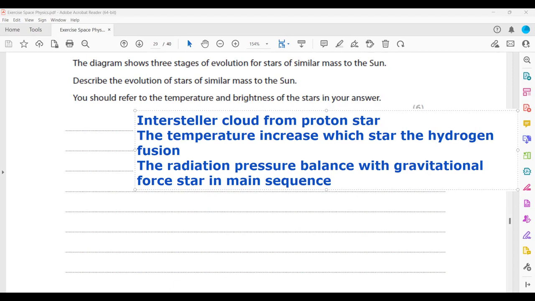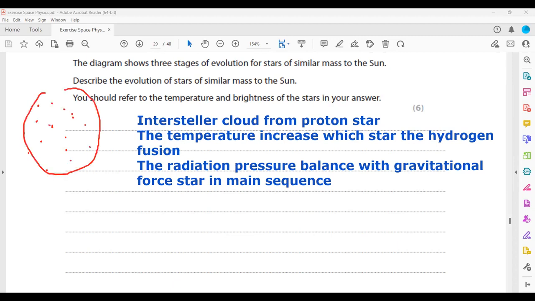How does the temperature of a star increase? First, this represents an interstellar cloud. Due to gravity, when these particles come close to each other, there is a decrease in potential energy. If the potential energy decreases, the kinetic energy will increase. And as the kinetic energy increases, since kinetic energy and temperature are directly proportional, the temperature of the star increases.